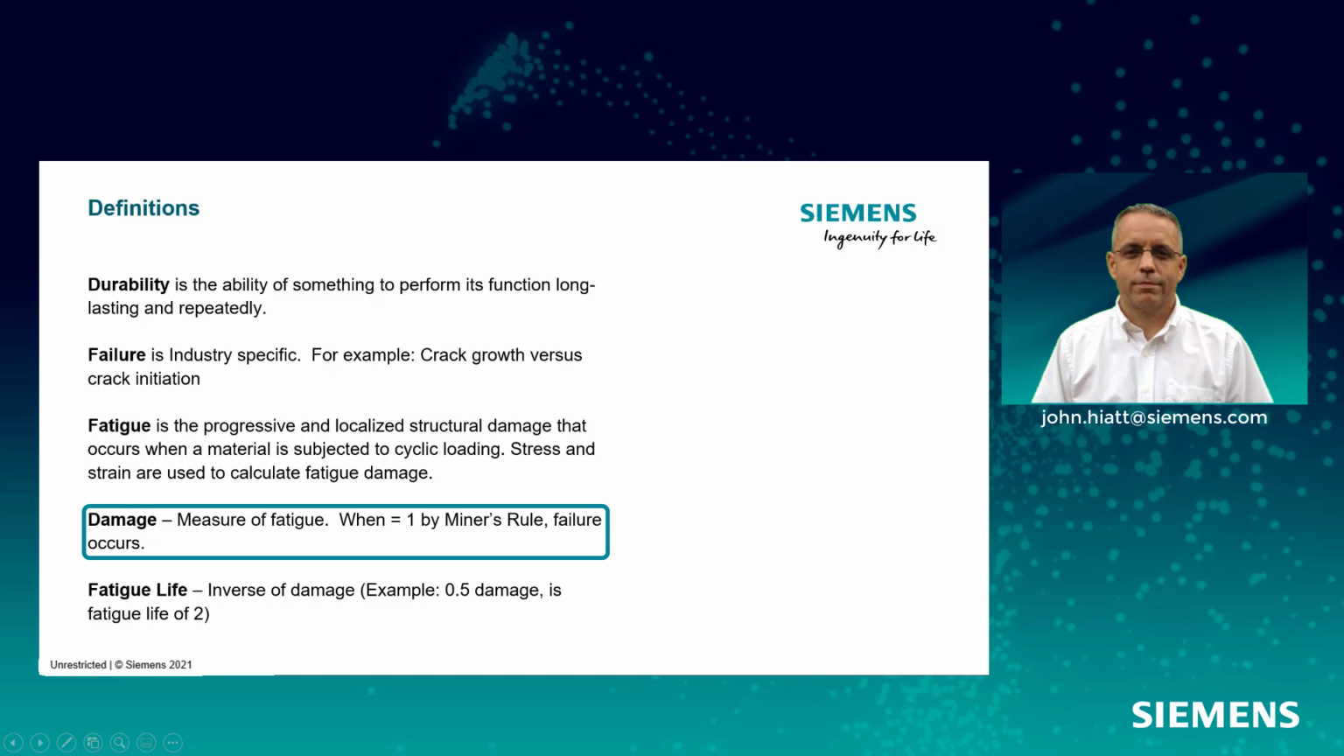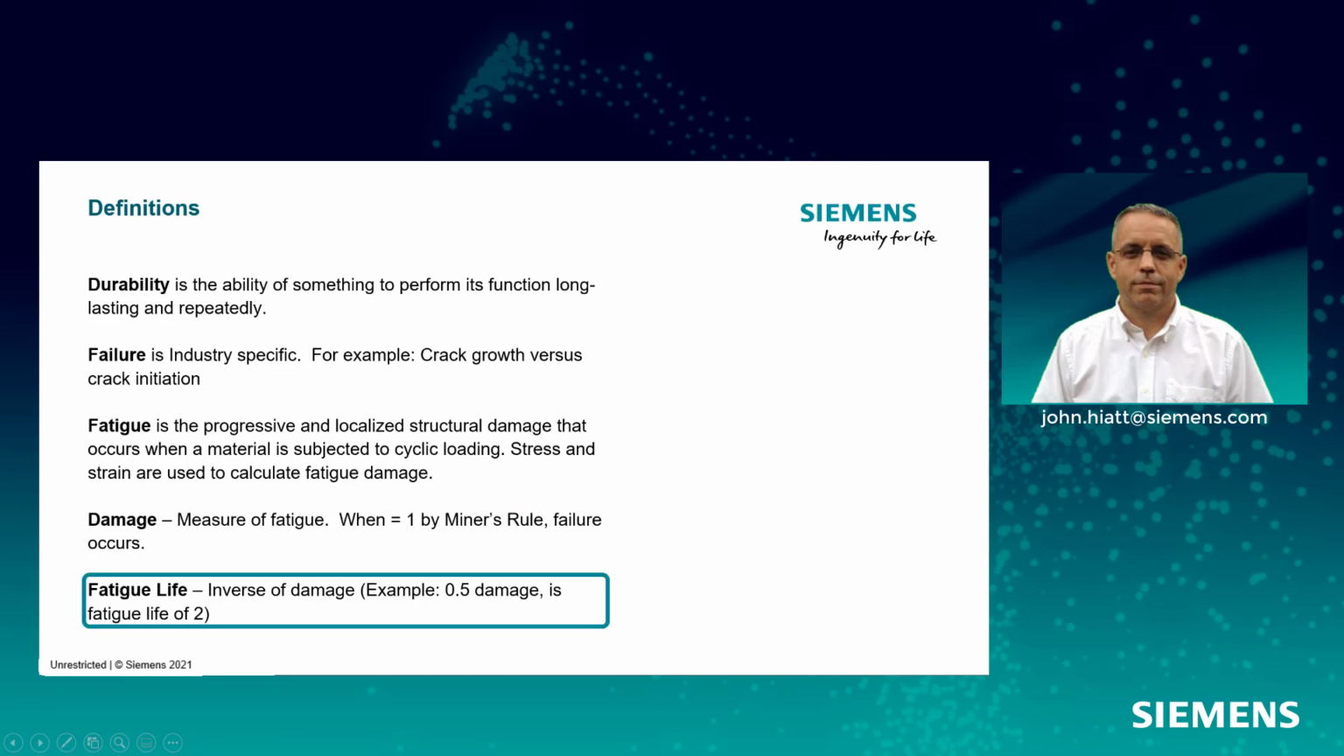Some people call it damage, other people call it life. The damage model we're going to use is Miner's rule. We'll go over that. It's a linear damage model. We're going to add up all the damage, and when we get to 1, we say we have a failure. So life is just 1 over damage. If I took 1 lap around the track and had 0.5 damage, then I could survive 2 laps around the track. And in reports and meetings, some people use life as a metric.